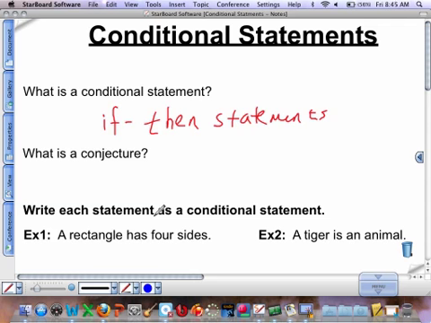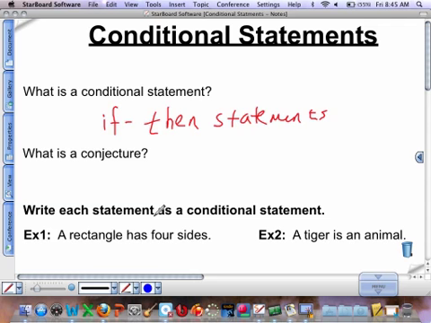So look at example 1. There's our statement, and we're going to turn that into a conditional statement. A rectangle has 4 sides. How could I write that as a conditional statement? Cheyenne? So what's a conjecture? Well, okay, so a conjecture, again, is just a conclusion that you're reaching based on your observations, based on information that's given. So it's like an educated, not so much a guess, but an educated conclusion. Conclusion based on reason.